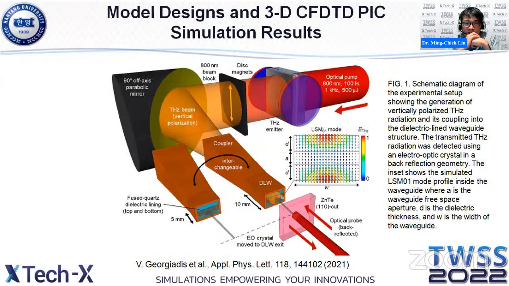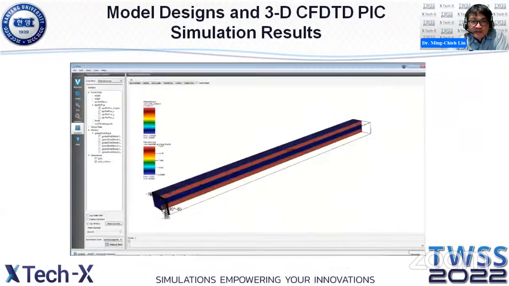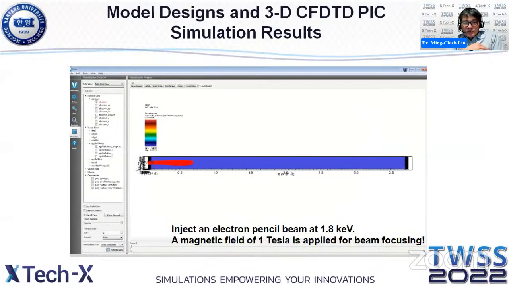Okay, this shows their experimental setup. With launching of a terahertz wave, they couple this wave into this dielectric lined waveguide, or dielectric loaded waveguide, to deflect the electron beam. They have different designs for this. They call it a dielectric lined waveguide; I call it a dielectric loaded waveguide. Here we have to add this dielectric material, which is also very easy in VSim. And then launch the beam. Here we use a pencil beam, and the energy is about 1.8 kilo electron volts, with a strong confining magnetic field of 1 Tesla for beam focusing.